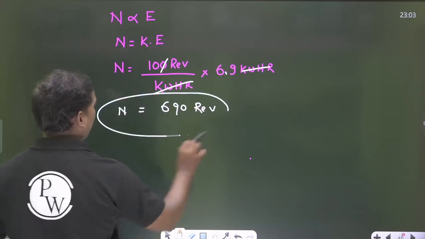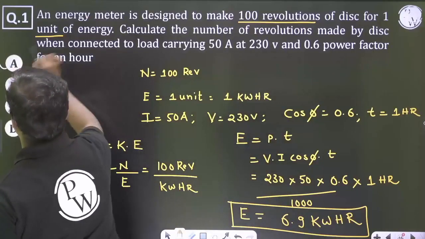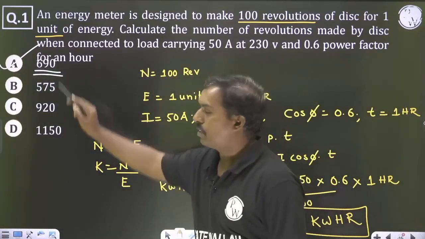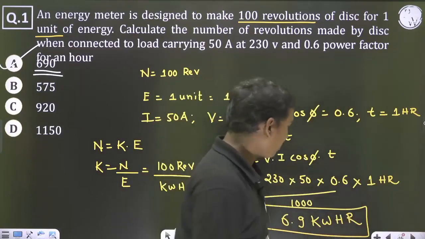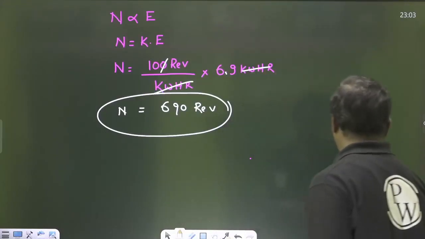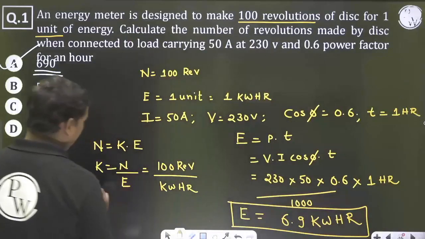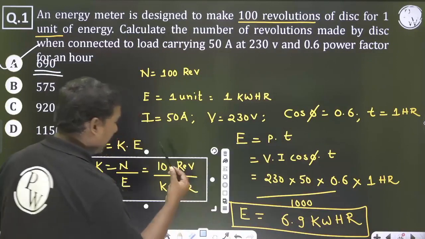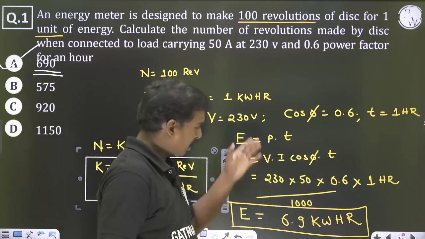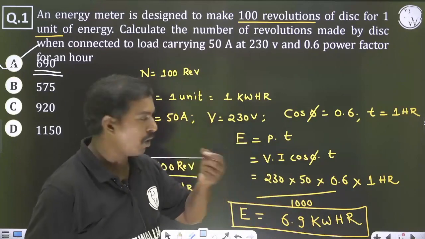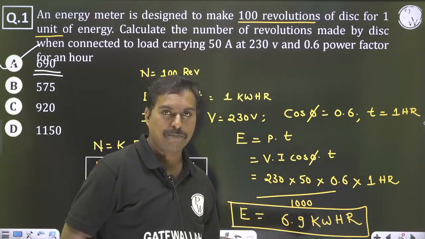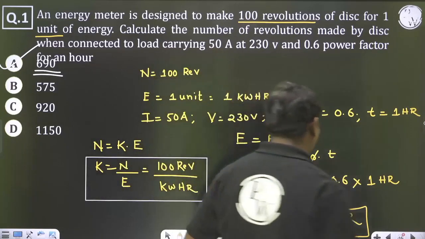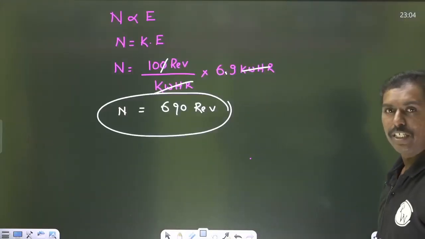The right answer for this question is option A. 690 is the right answer. Try to understand. First, from the given information, I have taken the K. K is what we call the energy meter constant. But the most important point is the conversion of energy units. Always try to take the energy units in kilowatt hour. So the answer is 690 revolutions.